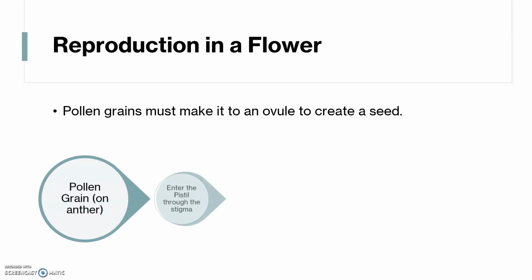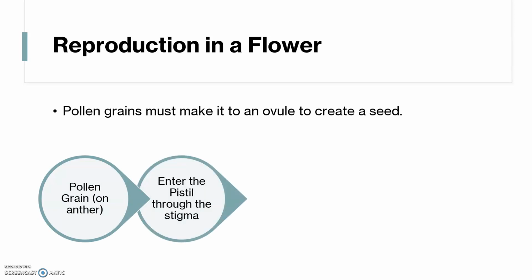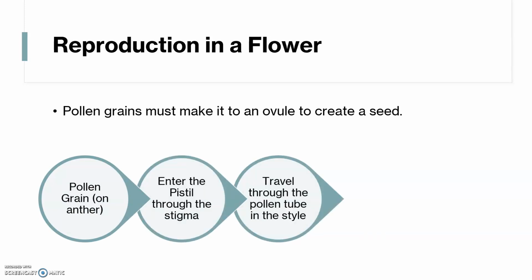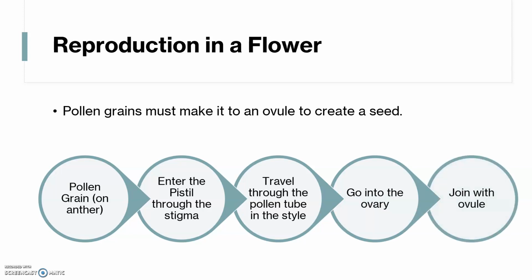Pollen grains on the anther enter the pistil through the stigma. They travel through the pollen tube in the style and go into the ovary, where they join or merge with an ovule, making an embryo. We call this the seed.